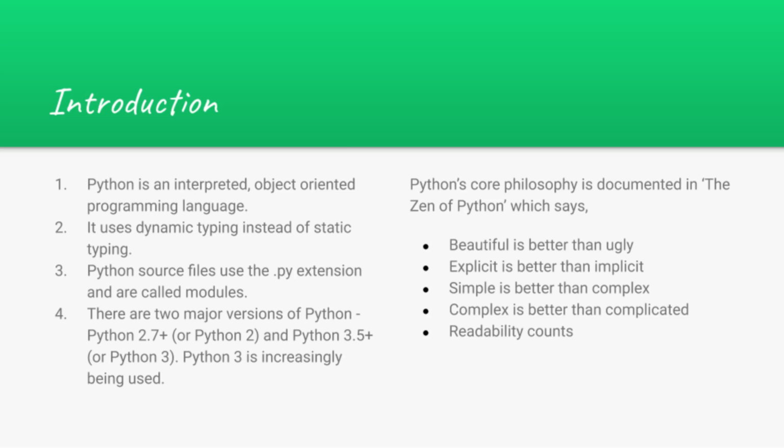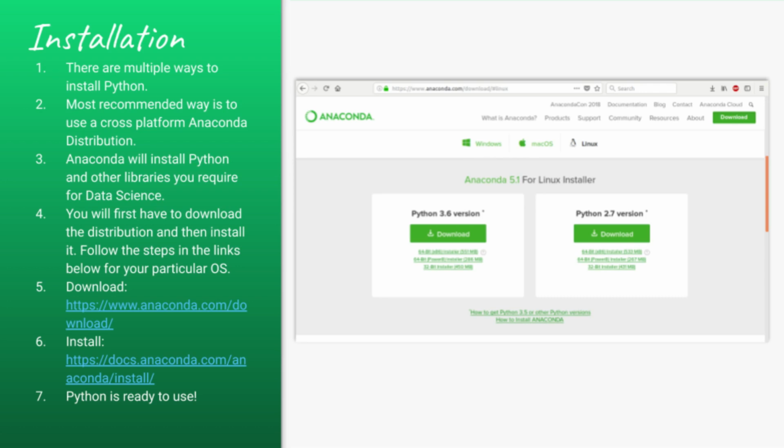In order to use Python more effectively, try to follow the Zen of Python as much as possible. Some of the points can be seen on the slide. Installation. Python can be installed in a lot of ways. Since our goal is to learn Python for data science, it's advisable to install Python via Anaconda. Anaconda is a free and open source distribution of Python for data science and machine learning related applications. Open the links mentioned in the slide and install Python on your system.